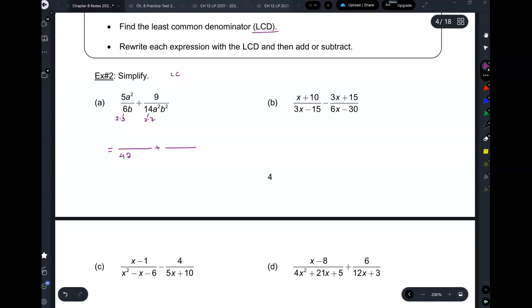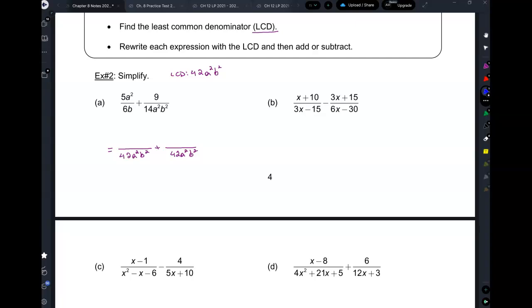Let me write the LCD up here. So it's 42, and then I take a what? A squared, B squared. So the LCD is 42 A squared B squared. Now comes the addition part. Look at your 6b and compare it to the LCD. What do I have to multiply this with so that it's the same thing as this? Another way to ask it, if I divide the common denominator by this, what do I have left over? So 42 divided by 6, I have a 7.